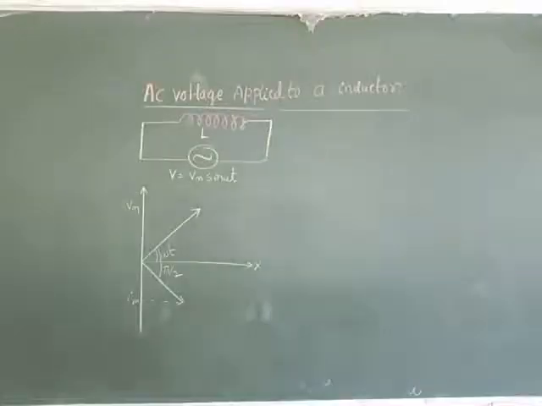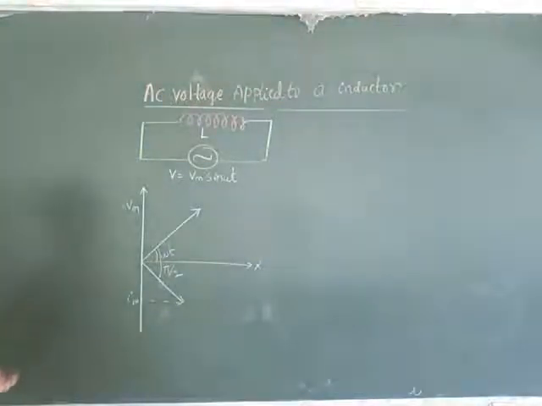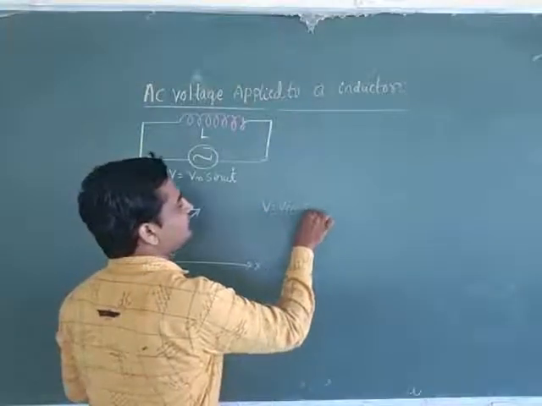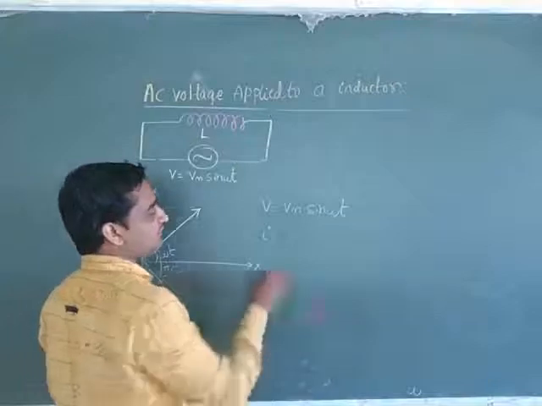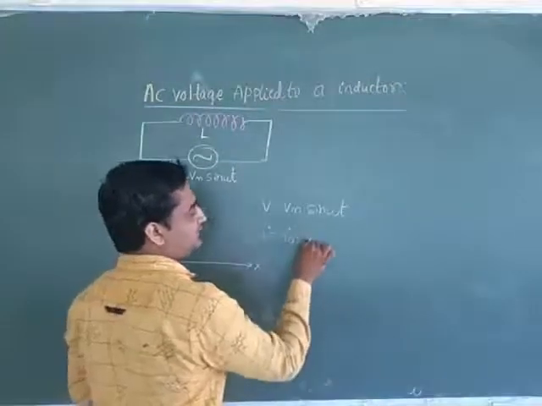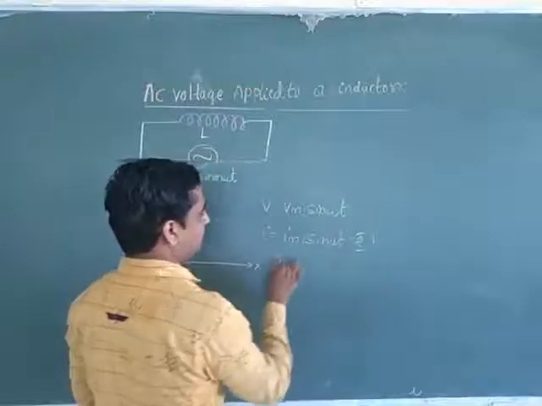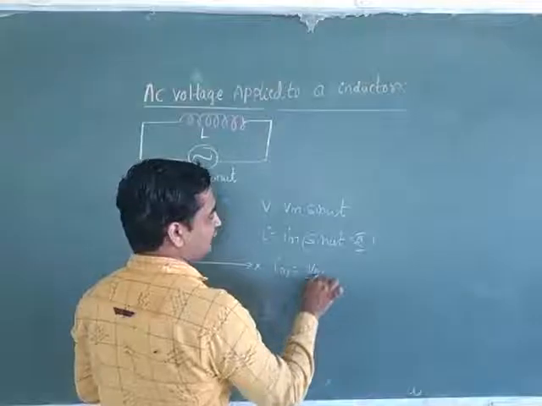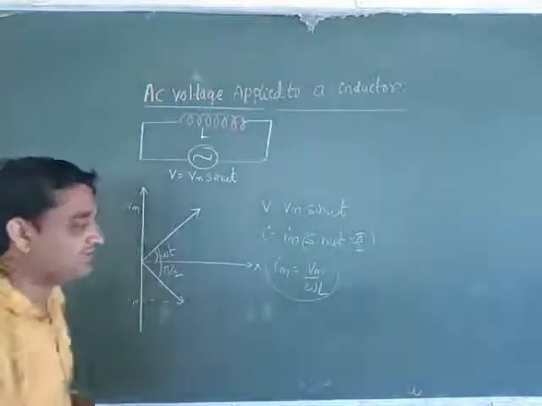So this graph shows the phasor diagram for when AC voltage is applied to an inductor. Here we have two expressions: V is equal to Vm sin omega t, which is the applied voltage, and the current through the inductor is I is equal to Im sin(omega t minus pi by 2), where Im is equal to Vm divided by omega L.